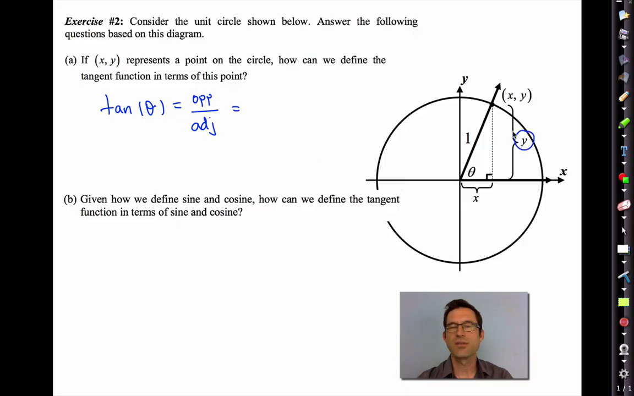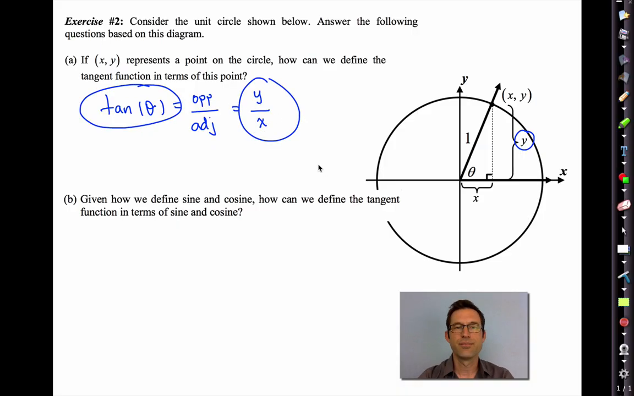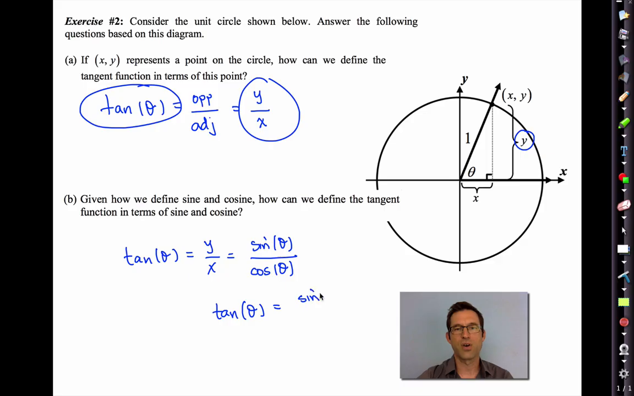But the side opposite is the y-coordinate, and the side adjacent is the x-coordinate. So tan theta is simply y divided by x. Now, letter B says, given how we define sine and cosine, how can we define the tangent function in terms of sine and cosine? Well, this is cool. See, tangent now is y divided by x, but y is the sine function, right? On the unit circle, the y-coordinate is sine, and the x-coordinate is cosine. So yeah, tangent is opposite over adjacent, but it's also sine divided by cosine.